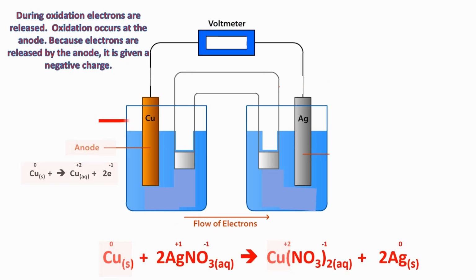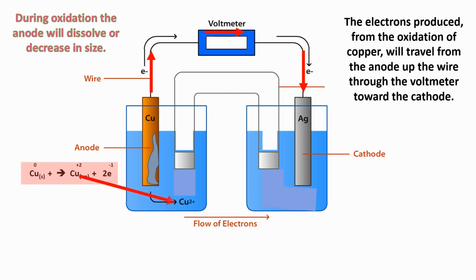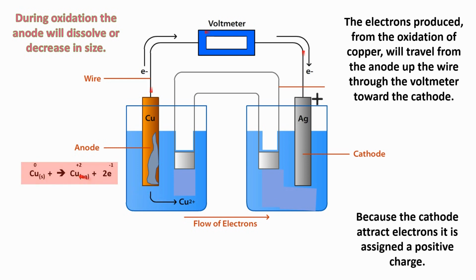During oxidation, electrons are released. Oxidation occurs at the anode. Because electrons are released by the anode, it is given a negative charge. During oxidation, the anode will decrease in size. The electrons produced from the oxidation of copper will travel from the anode up the wire through the voltmeter towards the cathode. Because the cathode attracts electrons, it's assigned a positive charge.